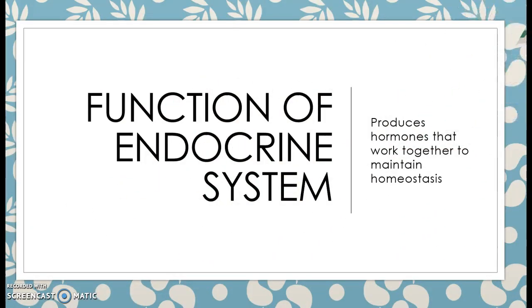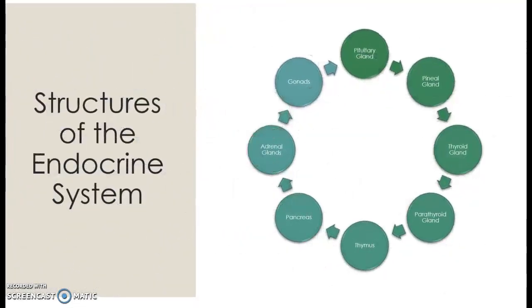So now we're going to look at a few of the functions of the endocrine system, and I'm going to kind of break these down by the various glands that we have in our bodies. But the main function of the endocrine system is to produce hormones that work together to maintain homeostasis. And the structures of the endocrine system, or the glands, include the pituitary gland, pineal gland, thyroid gland, parathyroid gland, thymus, pancreas, adrenal glands, and gonads.